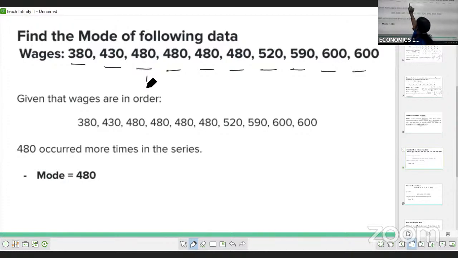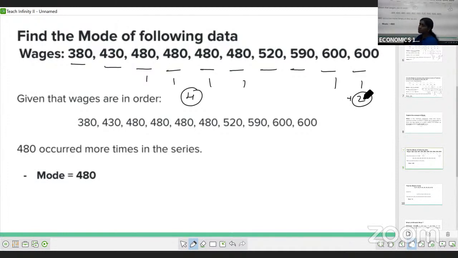How many 480s are we having? Four 480s. One more number is also repeating, that is 600. How many times did it come? The 600 came only two times. So in the given data, which number is repeated more times? That is four times, 480. So in this data 480 occurs the most number of times. That's the reason the mode of this data is 480.